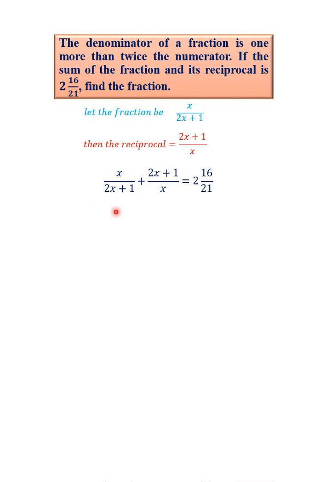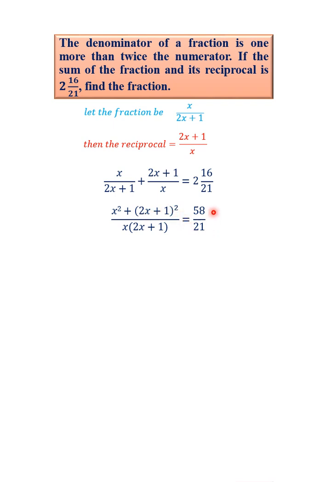Let's continue. At this point, you find the LCM of this fraction. LCM of 2x plus 1 and x is the product, x into 2x plus 1. If 2x plus 1 divides this, you'll be left with x. The x multiplies this numerator, it gives you x squared, plus this x cancels this x, you'll be left with 2x plus 1. 2x plus 1 multiplied by 2x plus 1 is definitely 2x plus 1 squared.